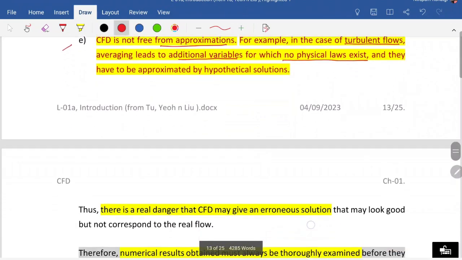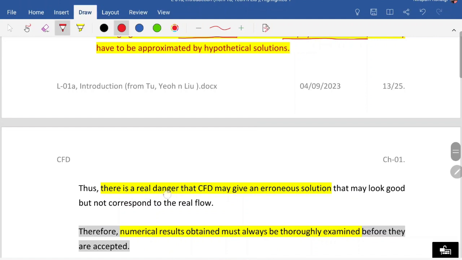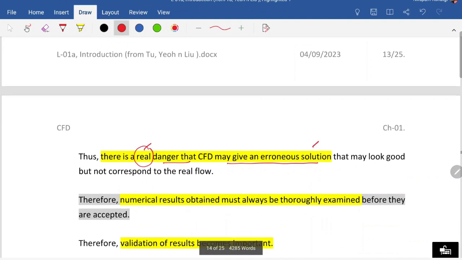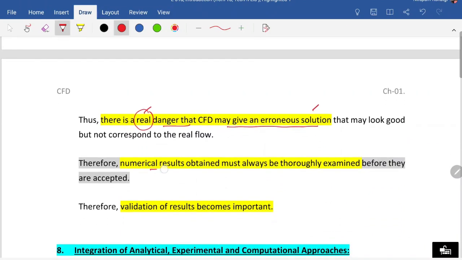Okay? So there is a real danger that CFD may give an erroneous solution. It's a real danger. It's not hypothetical, it's a real danger. Therefore, numerical results obtained must always be thoroughly examined before they are accepted. And that is why validation is an important part of CFD.